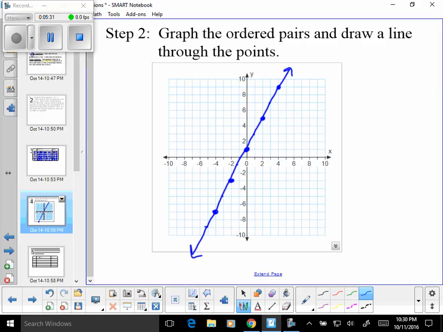It goes to infinity. Now you'll notice here that the coefficient on the x was a positive number, and my line is between quadrants 1 and 3.